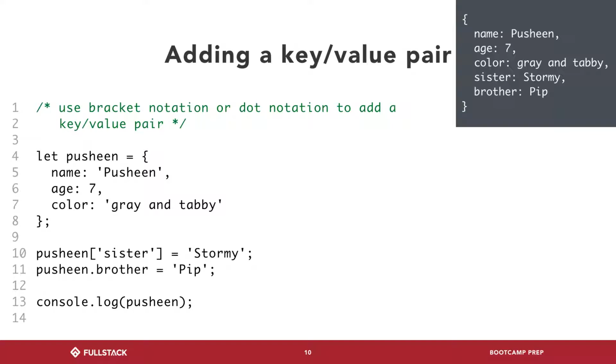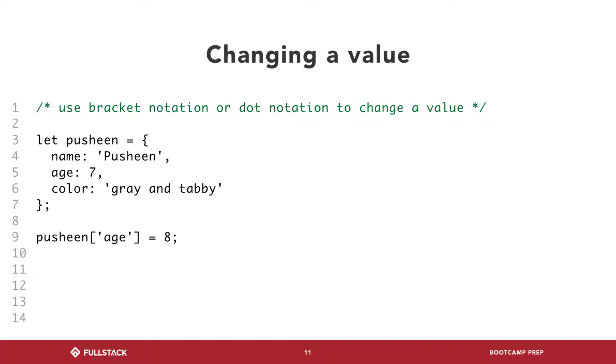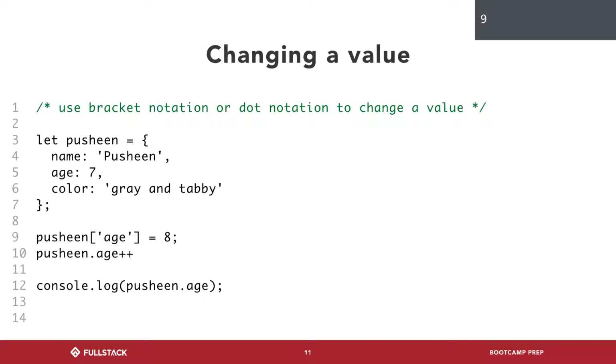So that's how you add a key value pair and also how you edit a key value pair, which is the next slide here. Yep. So here on line 9 we're just resetting the value that we initialized on line 5, but obviously line 9 occurs after line 5, so line 9 overrides line 5.